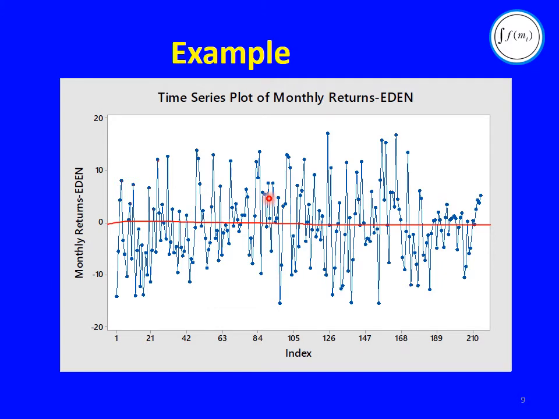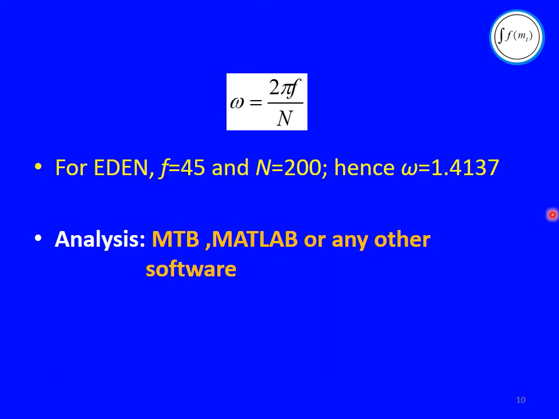For example, this is the time series plot of monthly returns of a company in Sri Lankan share market. You can see it follows a wave-like pattern. It is an irregular wave. So peaks are these. You can count the peaks easily. In this particular example, in 200 observations, there were 45 peaks. So omega was calculated, and after calculating omega, we can use any software, Minitab, MATLAB or any other one to fit the model, to test the model.